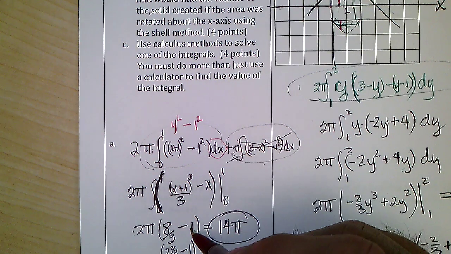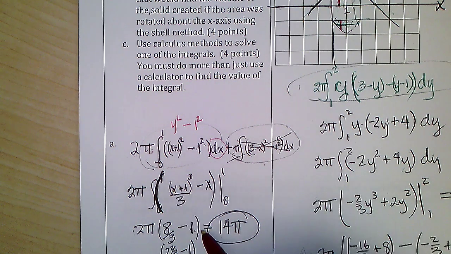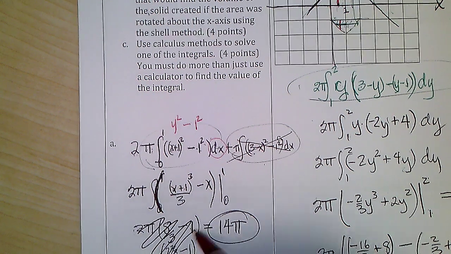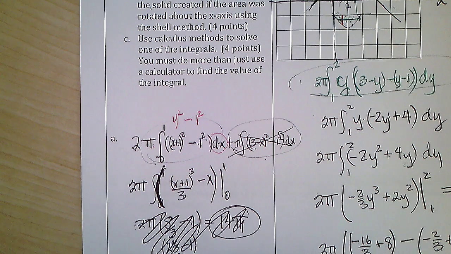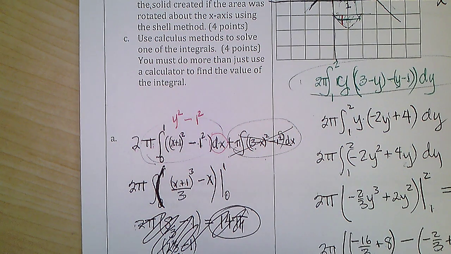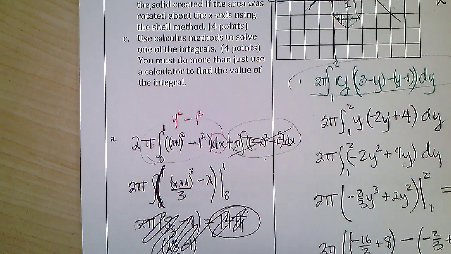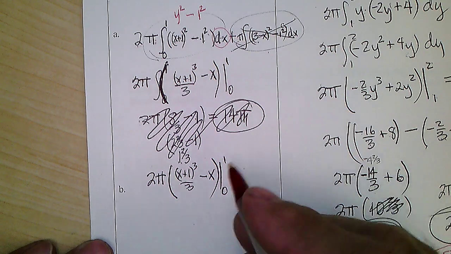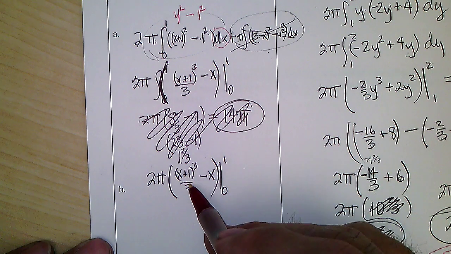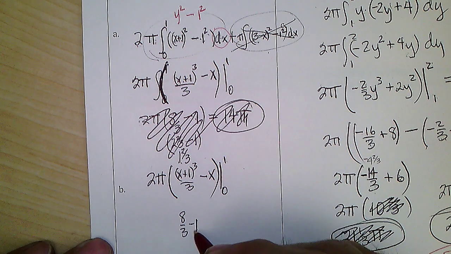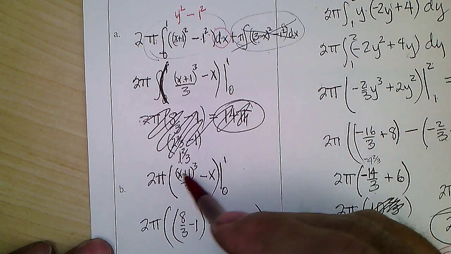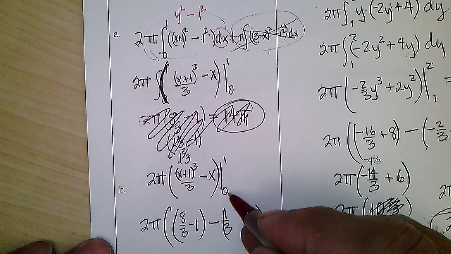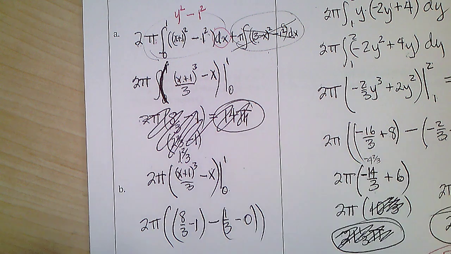x. And put in 0. Oh, there we go. Let's get rid of this. The 0 is not 0 here. So 2 pi times x plus 1 to the third over 3 minus x from 0 to 1. And if I put in 1, I get 8/3 minus 1, minus, if I put in 0, I get 1/3 minus 0. There's what I needed.